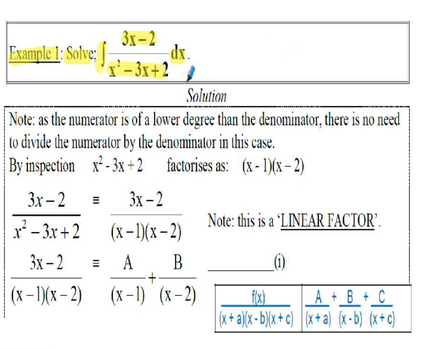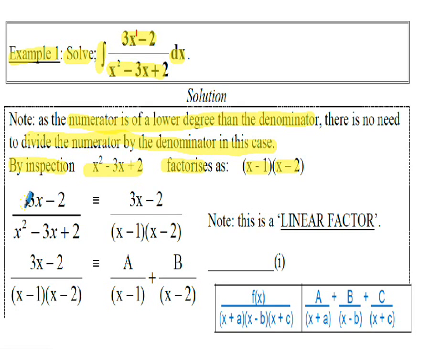So considering our two checks that we have to undertake, first of all we can see that the numerator is indeed a lower order than the denominator, so there's no need to divide the numerator by the denominator in this case. What I mean by that is on the top line the x is to the power of 1, so we don't write the 1, but there's a 1 here, while on the bottom line the x is to the power of 2. And also by inspection of the denominator, the x squared minus 3x plus 2 does factorise into the brackets of x minus 1 multiplied by x minus 2.